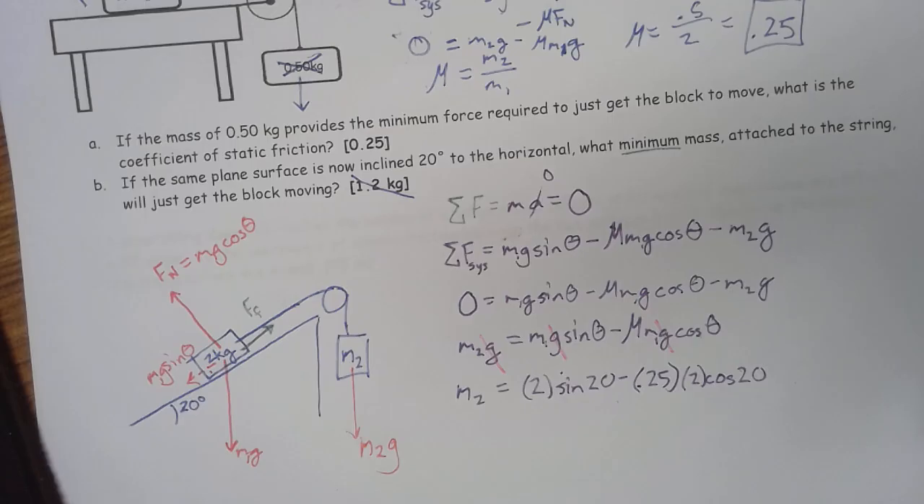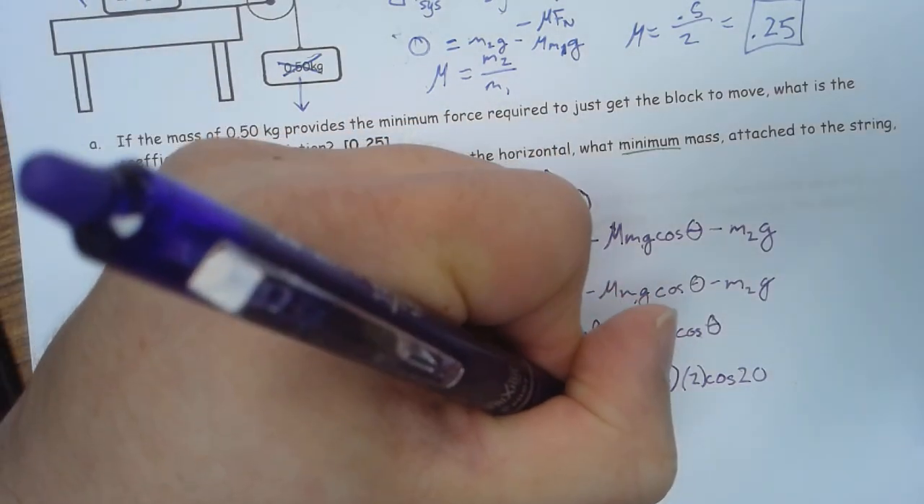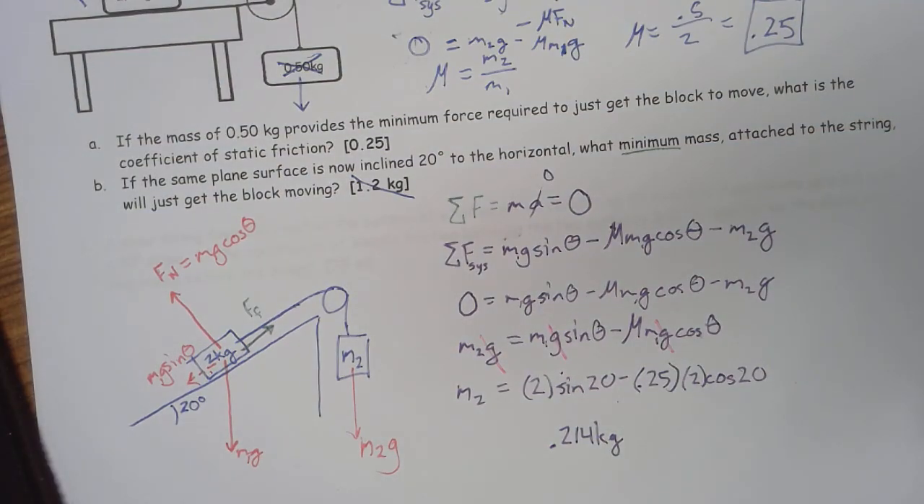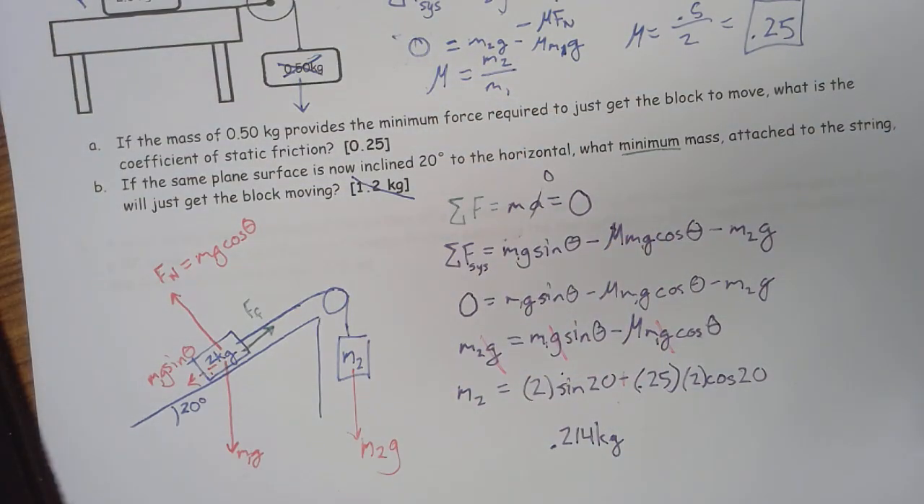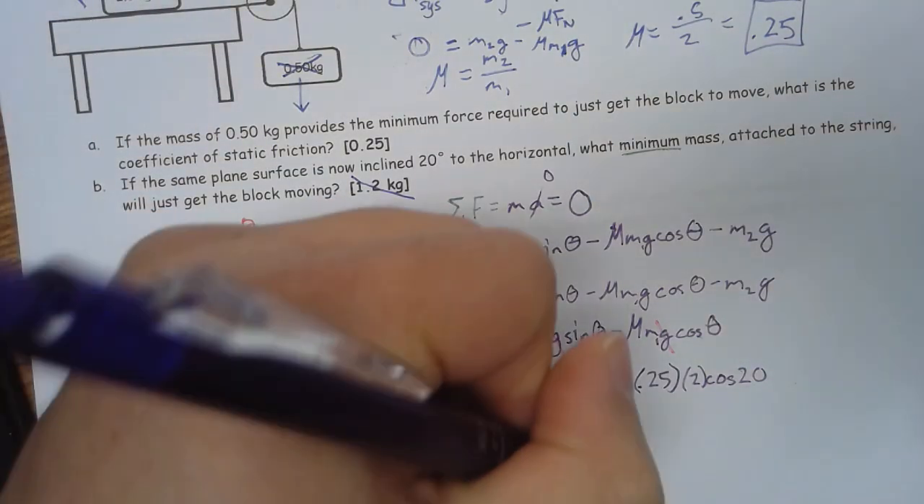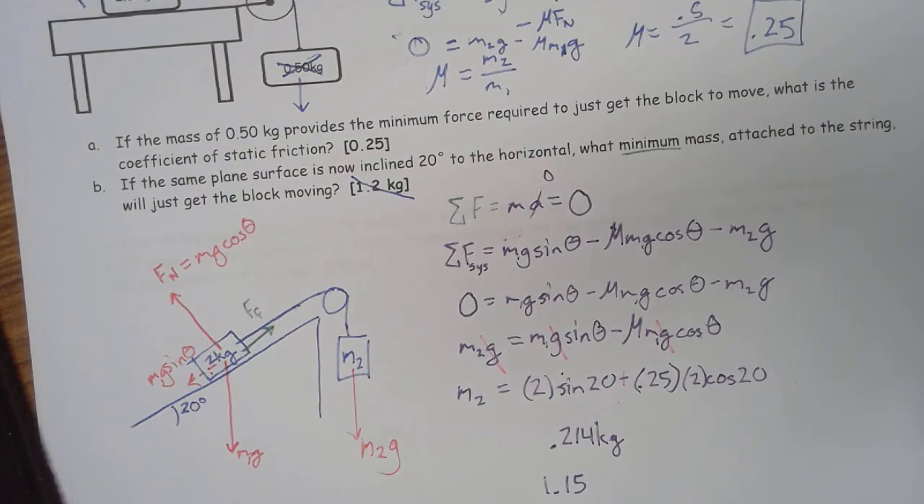What do we get as our answer? 0.214? 0.214 in kilograms. What would we mathematically change right here if we were talking about changing the direction of the box and which way friction had to oppose this? You have to plus it. What happens if you put a plus sign there? What do you get? 1.154. So it rounds to 1.2.